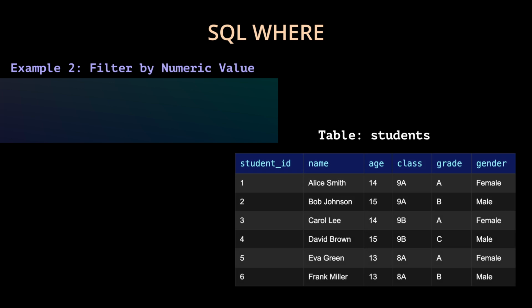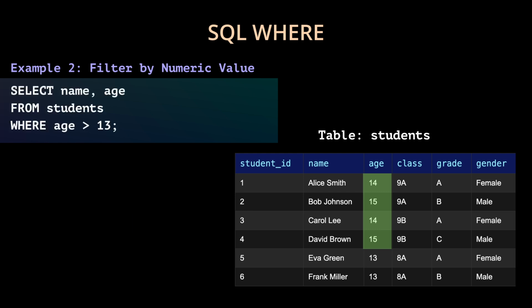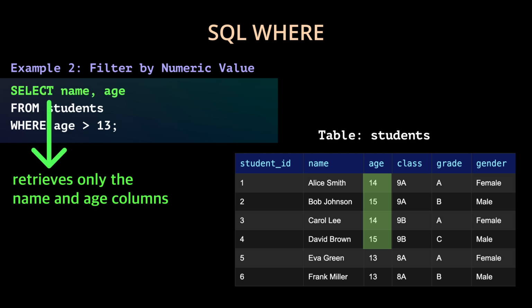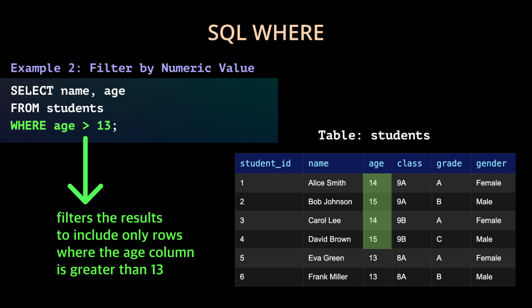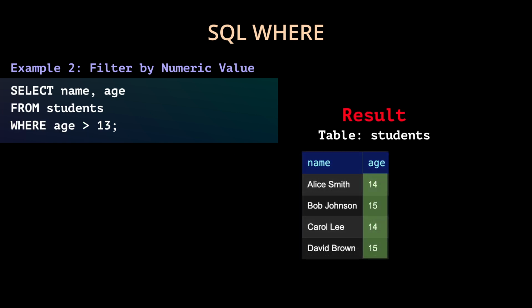Example 2. Filter by numeric value. Let's find all students who are older than 13. Here's the query. SELECT name, age FROM students WHERE age > 13. SELECT name, age retrieves only the name and age columns for the matching rows. WHERE age > 13 filters the results to include only rows where the age column is greater than 13. Result. This result shows all students who are older than 13.